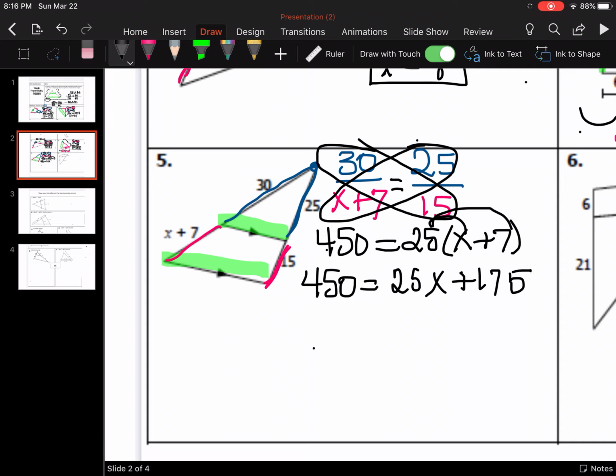All right, I'm going to bring the 175 to the 450, which gives us 275 equals 25x. Divide 275 by 25, which means x is 11.